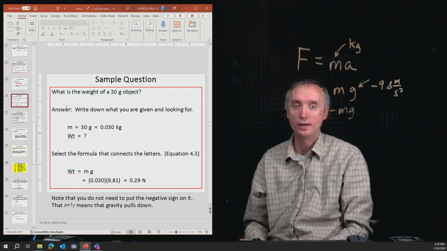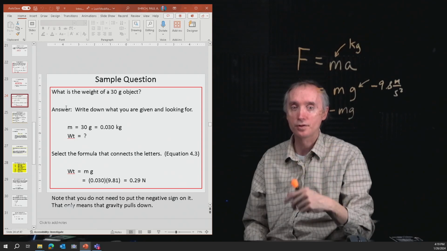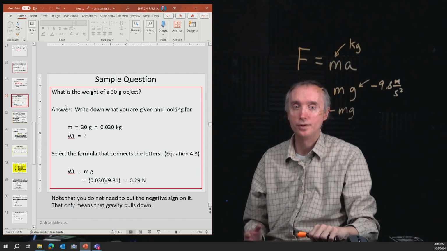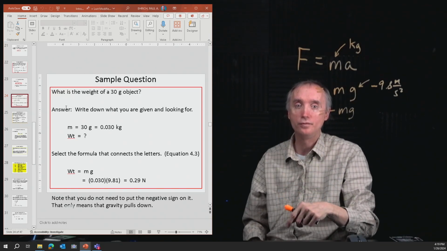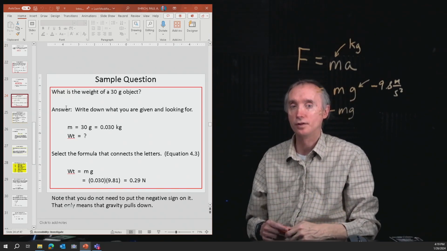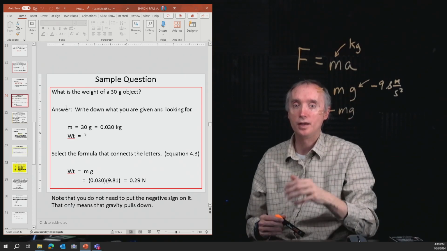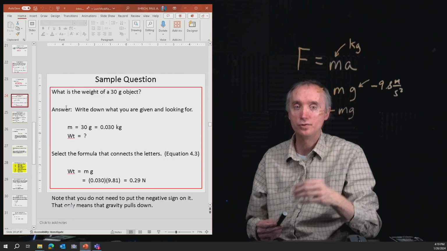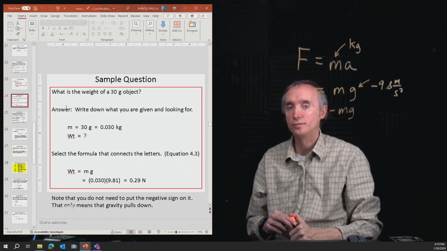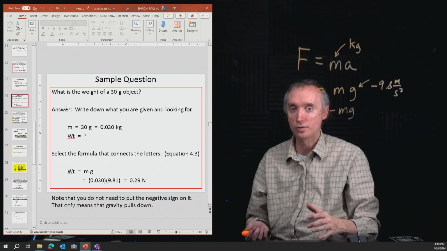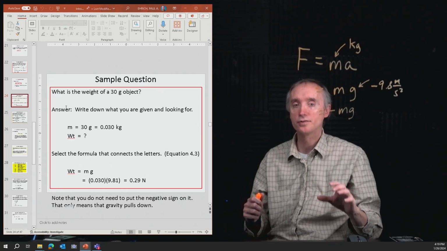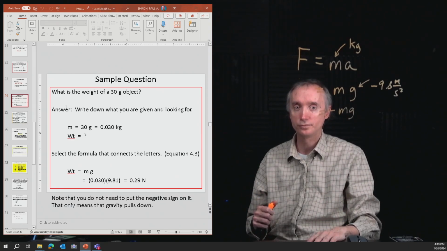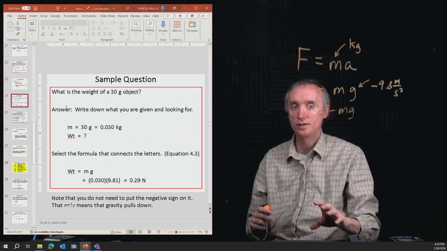And then we're looking for the weight, so we're going to multiply it by 9.8. In this case, 9.81 if you go out to 3 significant figures. And then you end up with 0.29, and then the unit. The unit for any kind of force is always going to be the Newton. So 0.29 newtons. I wanted you to see that.